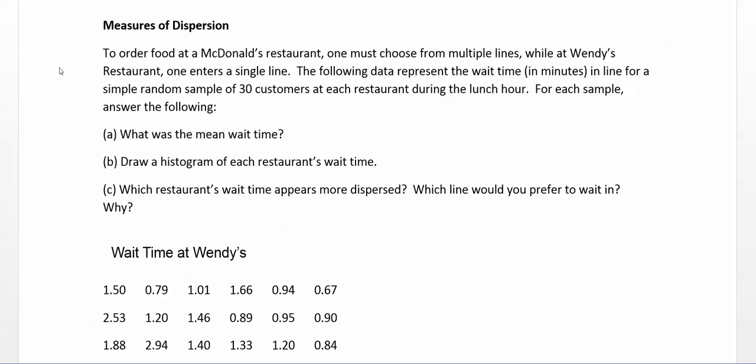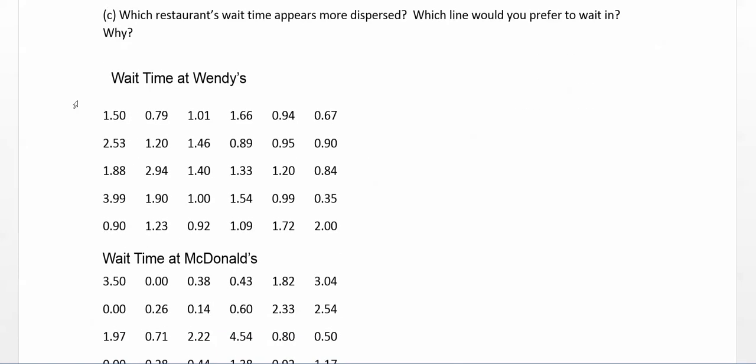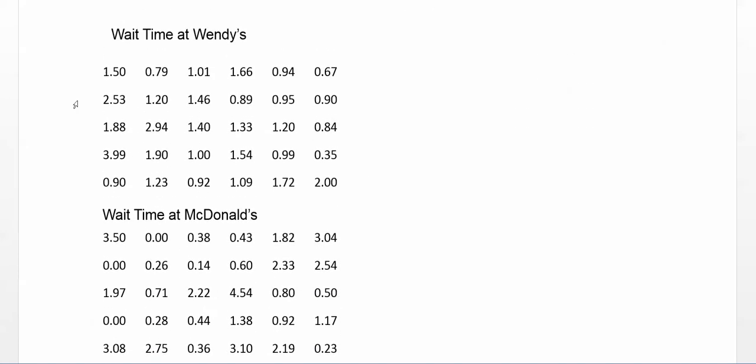The next characteristic of data we're going to talk about is dispersion, or differences amongst different data types. It's nice to know what the average value is, whether it be the median or mean, but how far off from the average is it? There's a couple of different ways that we can describe that. We're going to start with a little thought experiment: here's a collection of data of 30 random customers during lunch hour at two different restaurants. Which one would you rather wait in and why?